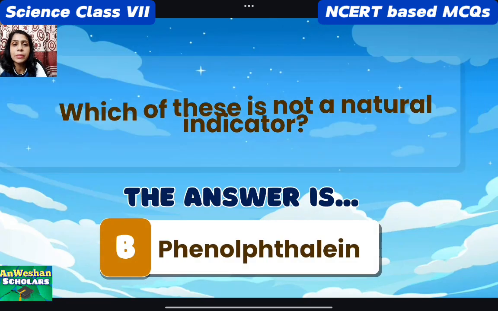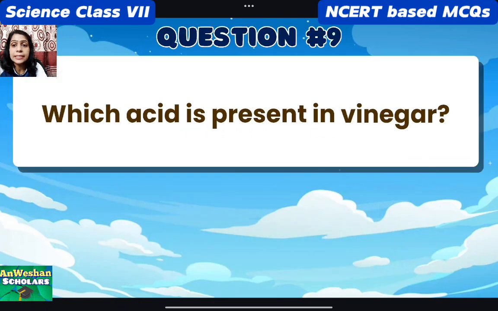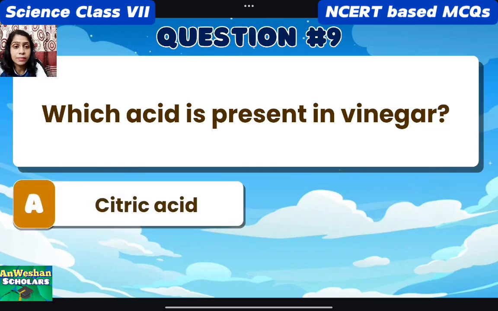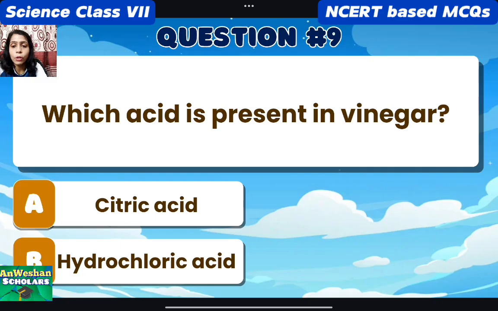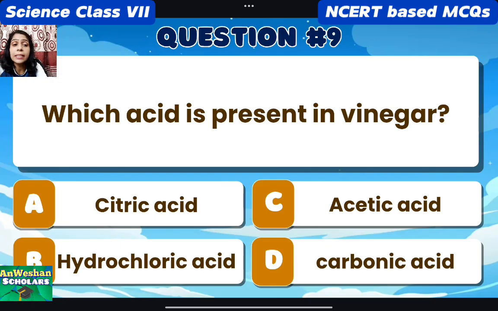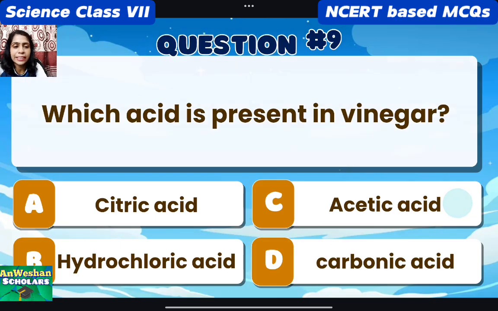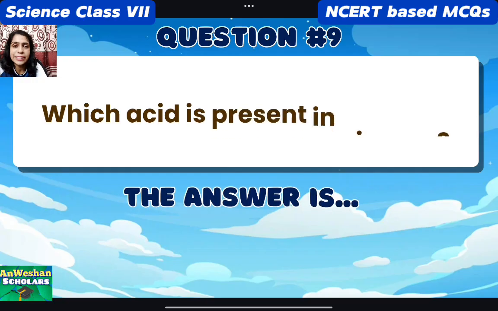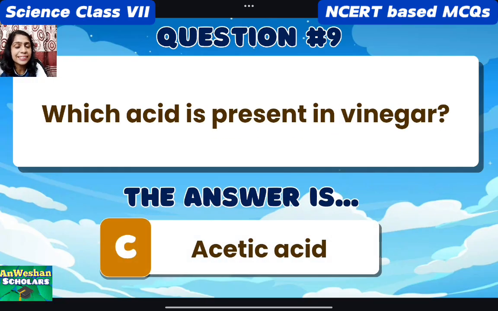Now question number 9. What is it? Which acid is present in vinegar? I hope this is a very easy question for you. Option A, citric acid. Option B, hydrochloric acid. Option C, acetic acid, or option D, carbonic acid. You won't take a second for that, right? You already know it is option C, acetic acid.